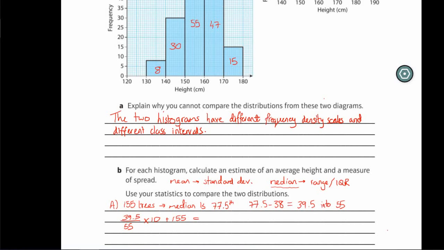Okay, and that gives us 157.18 to 2 decimal places. Okay, now we've got to do that for histogram B as well.